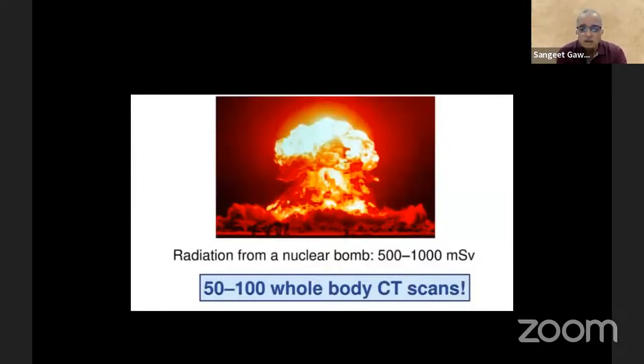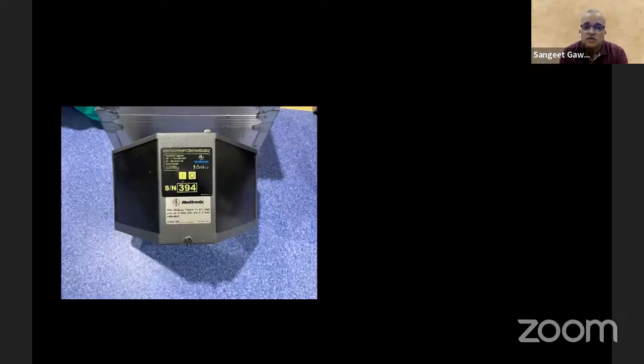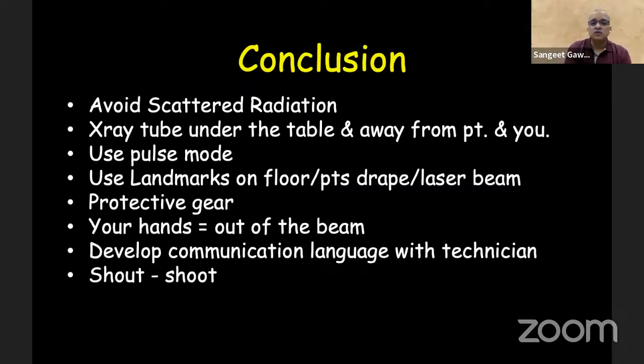Remember, the radiation from the nuclear bomb that destroyed Hiroshima was 500 to 1000 millisieverts, which is equivalent to 50 to 100 whole body CT scans. So one has to be very careful when you're doing a CT scan as well. Reduce the number of exposures to avoid the future hazards of radiation. So that was all about what you must practice.